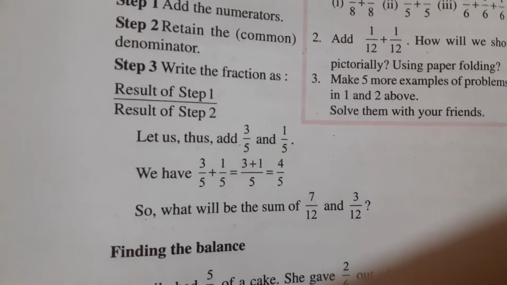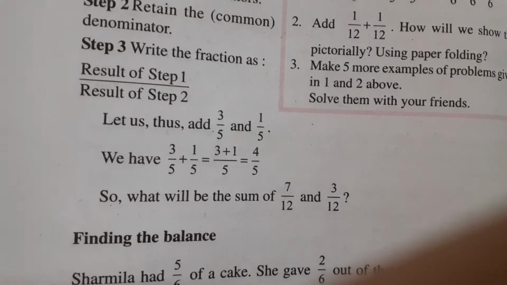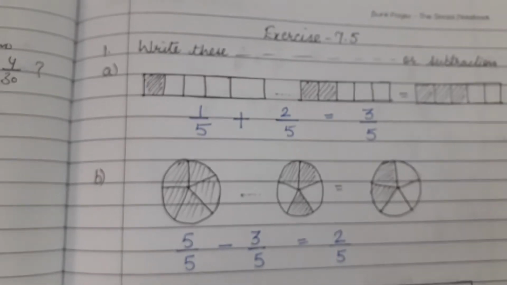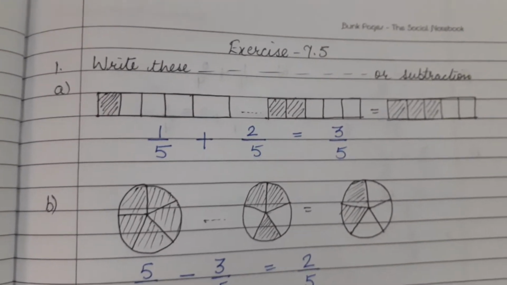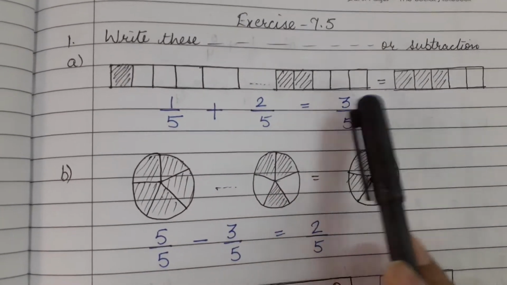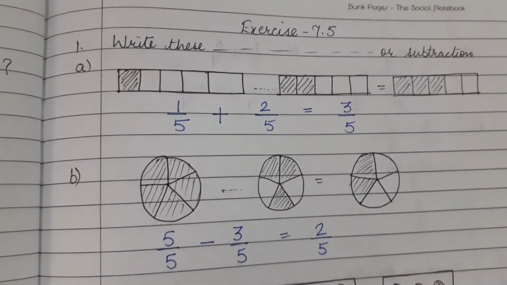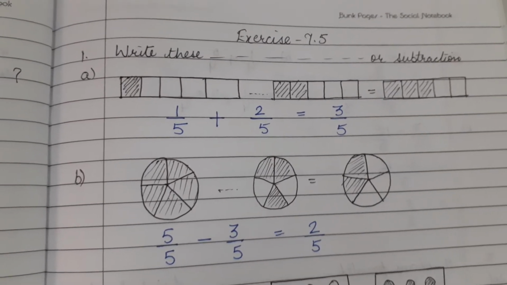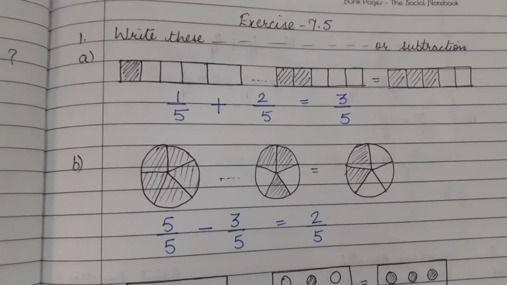So your exercise is based on the addition of like fractions or subtraction of like fractions. Let's start it. Your first question is, you have to write the fractions appropriately as addition or subtraction. These figures are given to you. So you have to write down the fraction for the shaded part first. Then you will make left hand side equal to right hand side.